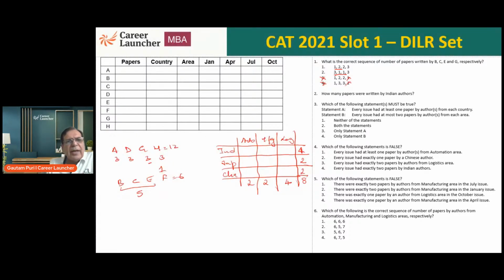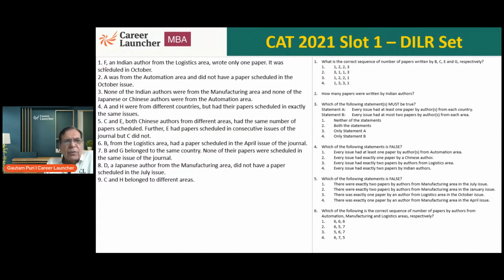We know A, D, G, H is 12. A is 3, and D, G, H. We know F is 1. So far we have picked up so much information. And the others we'll look at as we go along. Now, let's start with the rest of them.